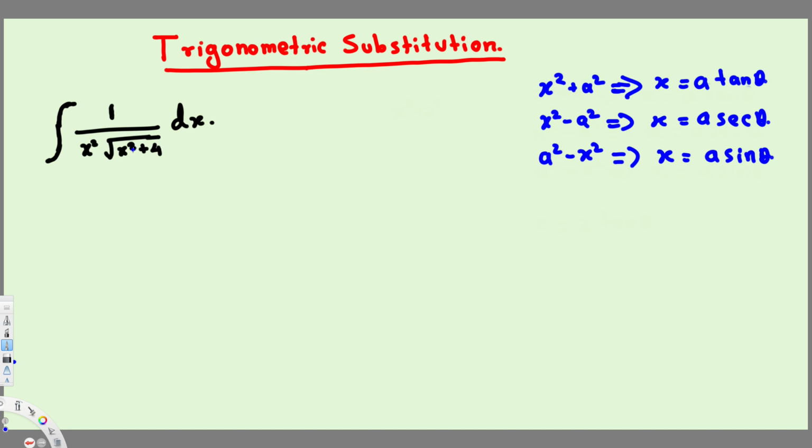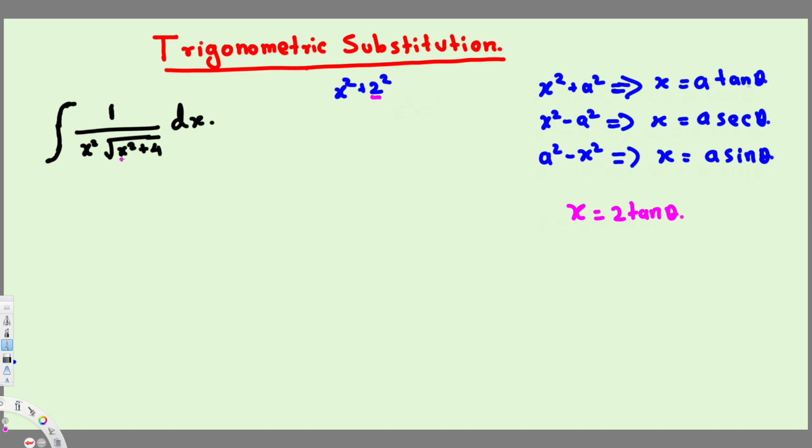Now here we have x square plus 4, and if you notice, this is the same as x square plus 2 square. So this is x square plus number square, right? So that one is the same as the first condition, x square plus a square. So here we can use x equal to a tan theta. Now let's write this one. x is equal to a tan theta, a is the number, right? So this number is 2 tan theta, and that's going to be the x value.